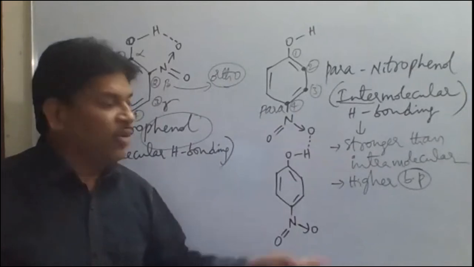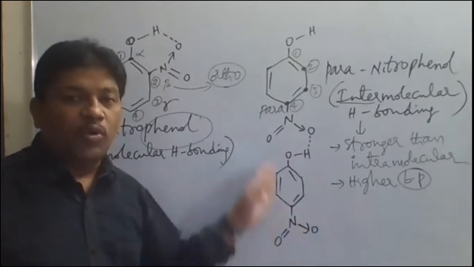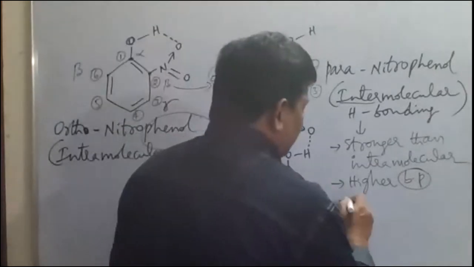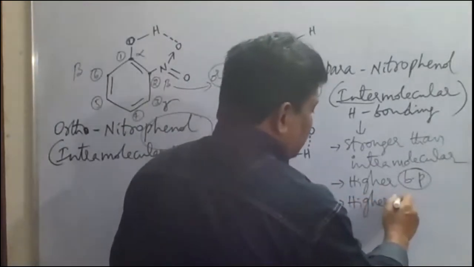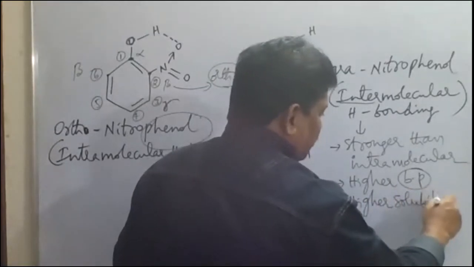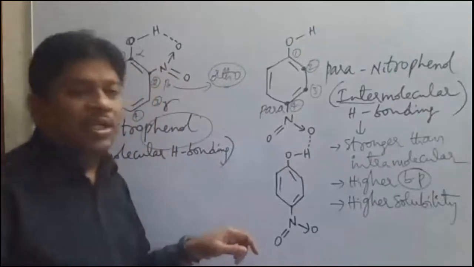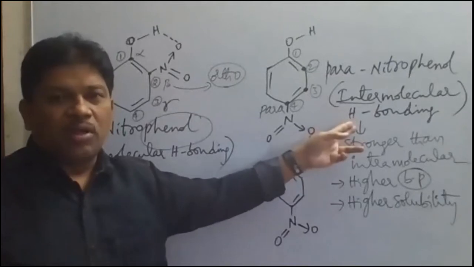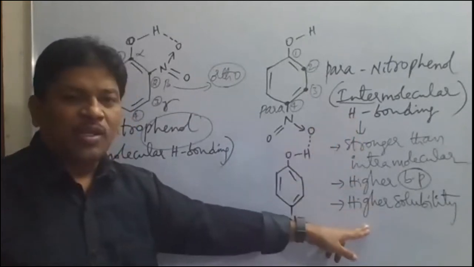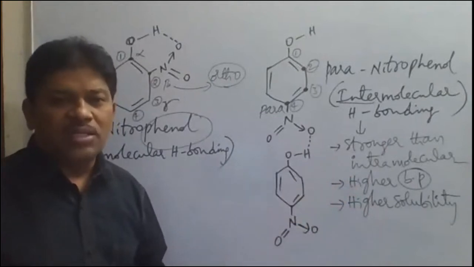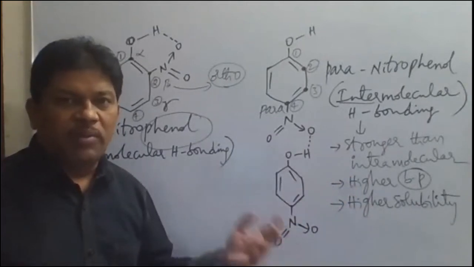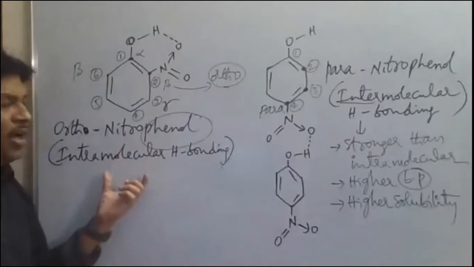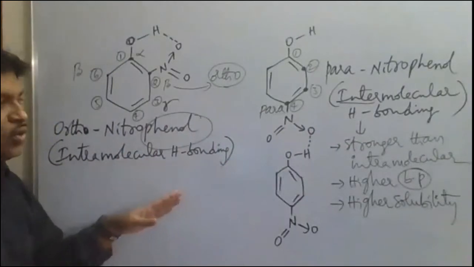Intermolecular is the stronger bond. Therefore, we have a high boiling point because of more attractive forces between the molecules. We also have higher solubility. Solubility will increase when the hydrogen bonding is of the intermolecular type. If intermolecular hydrogen bonding is there, the solubility will be higher and the boiling point will be higher. The high boiling point and high solubility are due to intermolecular hydrogen bonding, which is relatively stronger than intramolecular hydrogen bonding.